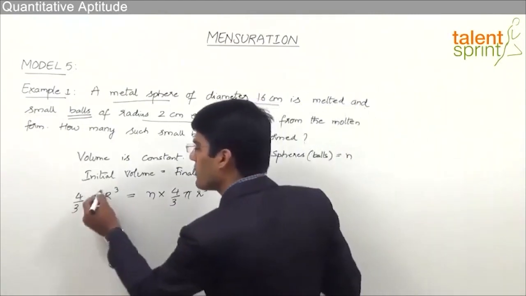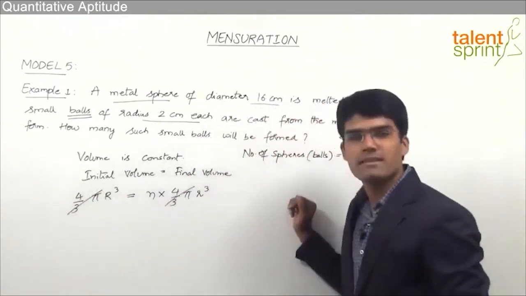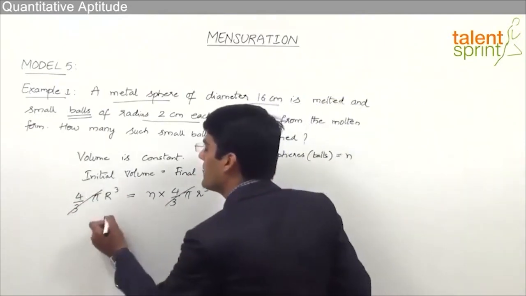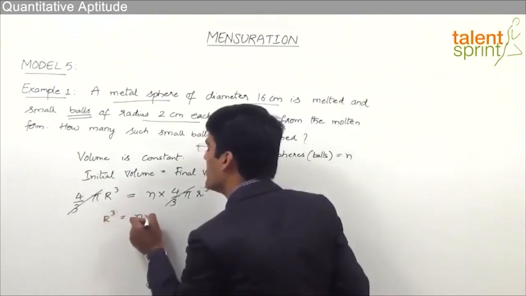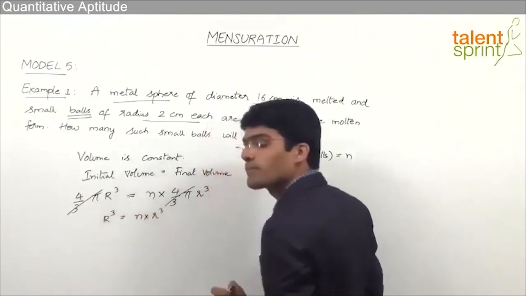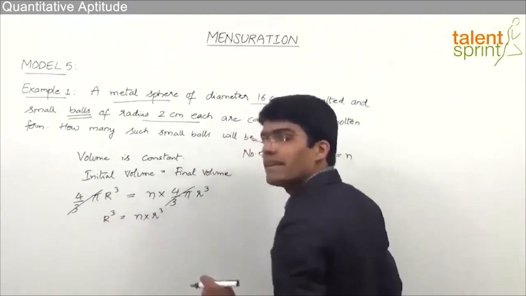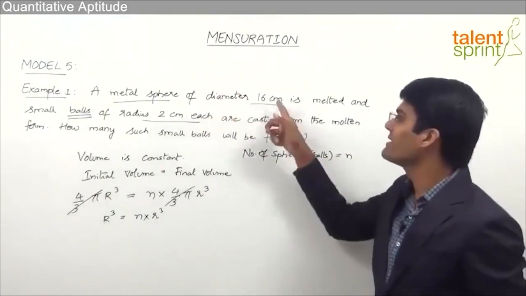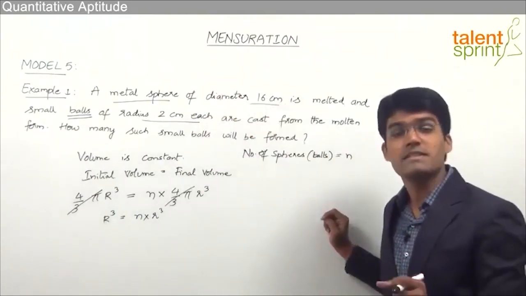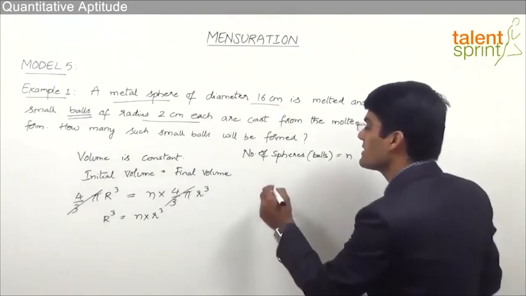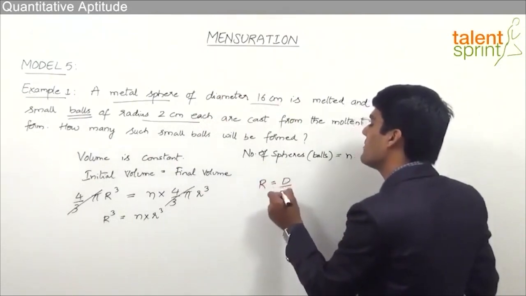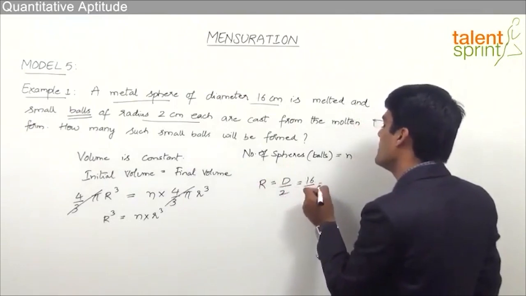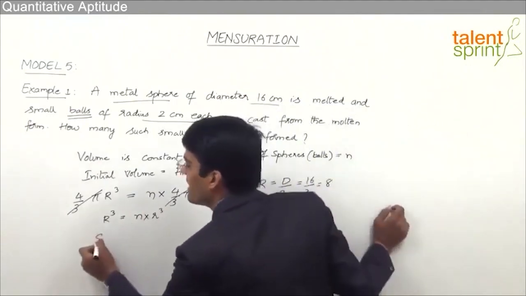Now we find that 4 by 3 pi and 4 by 3 pi get cancelled on both the sides. So we have capital R whole cube equals n into small r whole cube. Capital R is nothing but the radius of the large sphere. Now as given in the question, the diameter of that metal sphere is 16. If the diameter is 16, the radius will be 8 centimeters. Why? Because radius is equal to diameter by 2. So 16 by 2 will be equal to 8. So this can be taken as 8 cube.